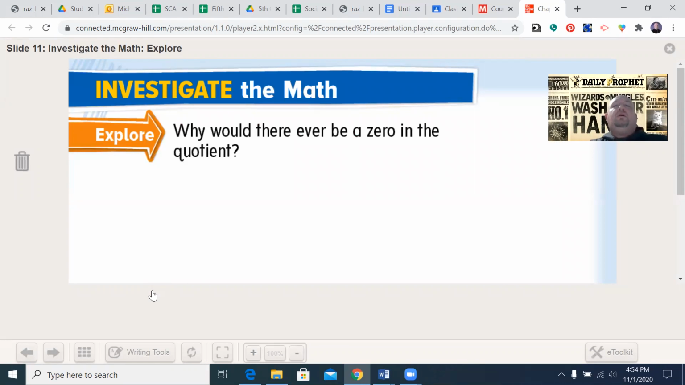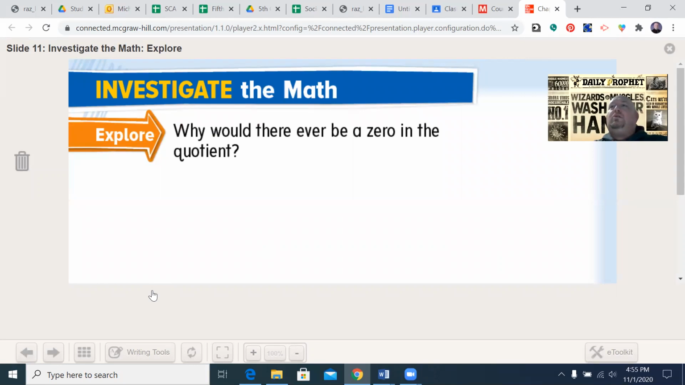So why would there ever be a zero in the quotient? Stop and think about that for a minute. Does a zero mean that we just decide not to do a problem? Or could it mean that somewhere along the middle, instead of being able to just place the first digit, we have to utilize that zero that we talked about? And that's really where it comes in.